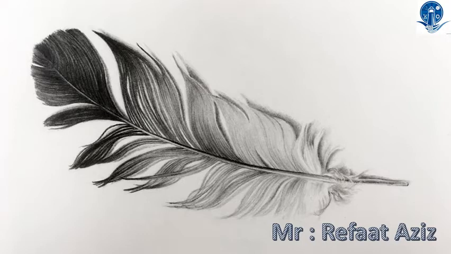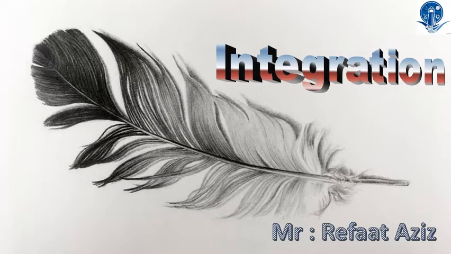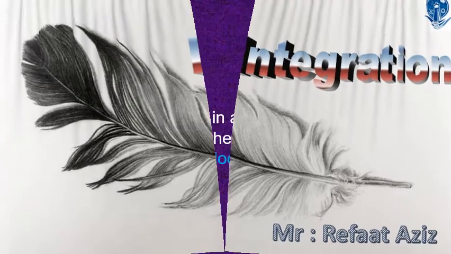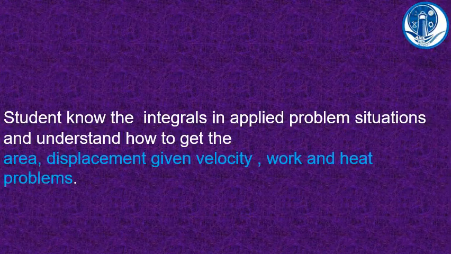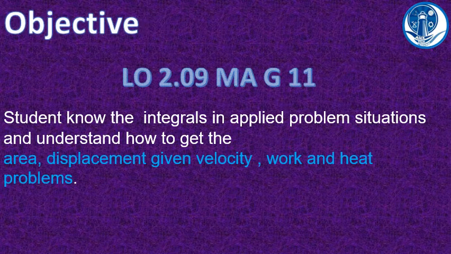Today we have an important lesson which is integration. Also we are in learning outcome 2.0. Our objective today is learning outcome 2.09 for grade 11. The student knows the integrals in applied problem situations and understands how to get the area, displacement given velocity, work, and heat problems.